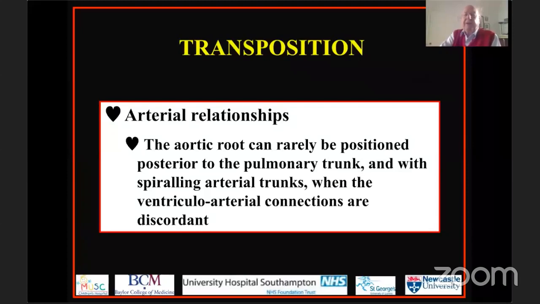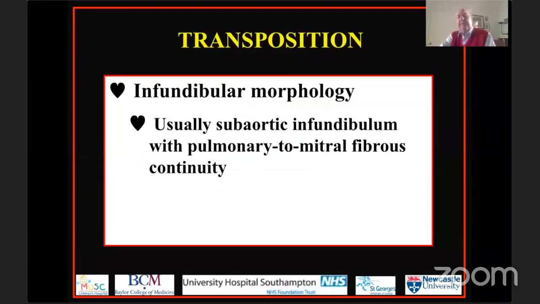And so we must remember that rarely the aortic root can be normally related to the pulmonary trunk, with spiraling arterial trunks, even when the ventricular arterial connections are discordant. But providing we define transposition as concordant atrioventricular, discordant ventricular arterial connections, we have no problem with description.